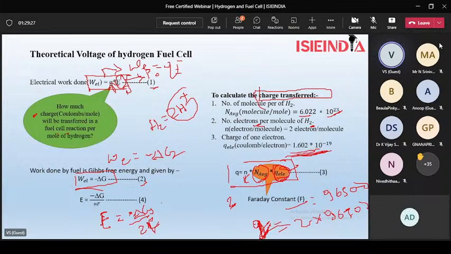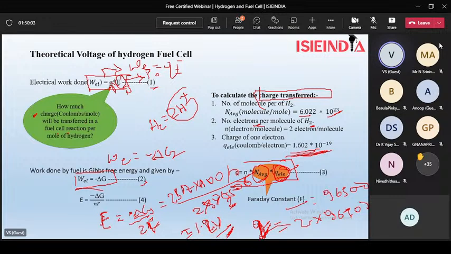So what was the del G value? It was 237 kilo, divided by 2 into 96500. I have done the calculation, and it will be near about 1.2 volt. So we can see that only 1.2 volt we can get from one fuel cell, like one stack of fuel cell. This is the theoretical value.